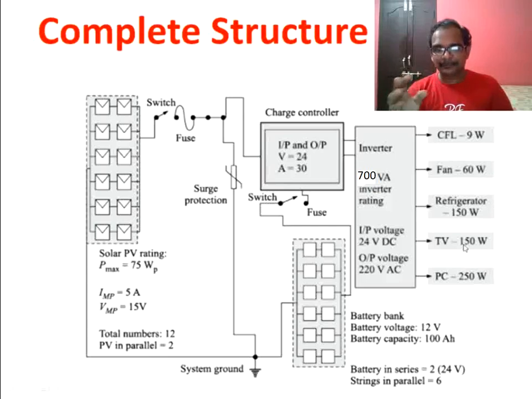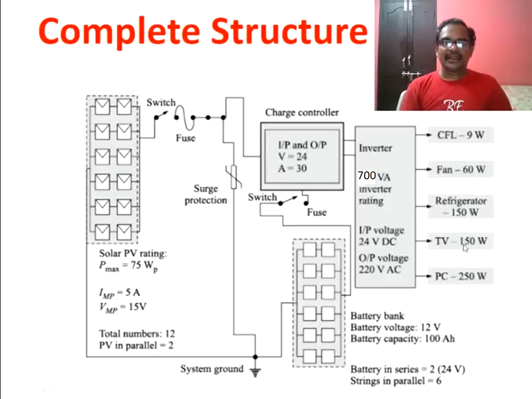And coming to the battery bank. Each battery is a 12 volt, 100 ampere hour battery. So the number of batteries connected in series is 2 to get 24 volts. 6 such strings I require, so 12 batteries I require. Similarly, 12 panels I require.